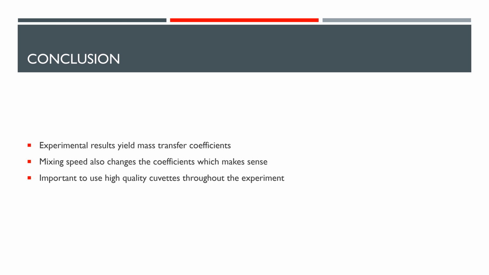In conclusion, we did find that the experimental results can yield the mass transfer coefficients for both speeds. We also found that mixing speed does change the coefficients, which does make sense. Obviously, if you have something mixing at a faster rate, it should dissolve quicker. It's also important to use high quality cuvettes throughout the entire experiment, which would eliminate the error that we found.